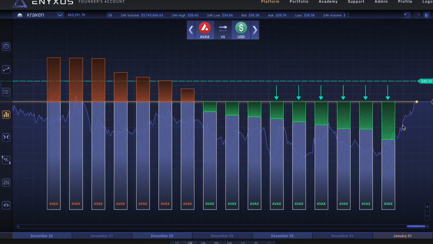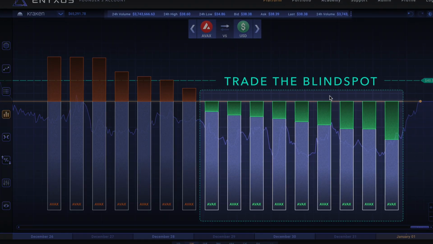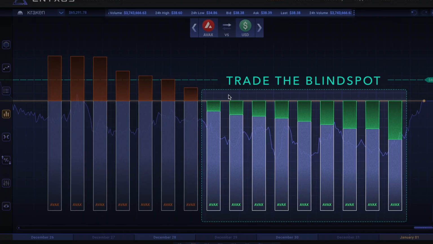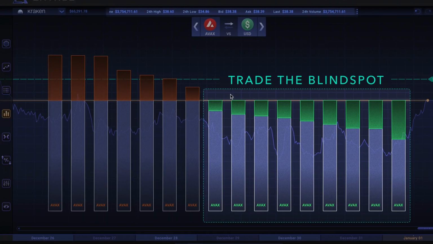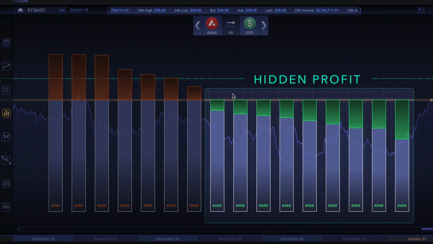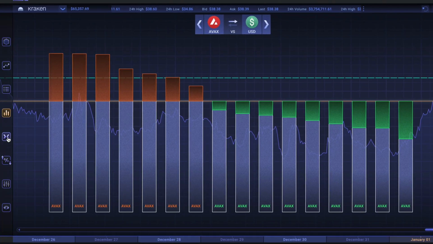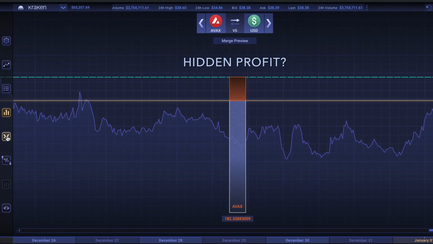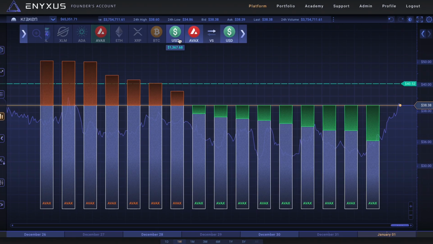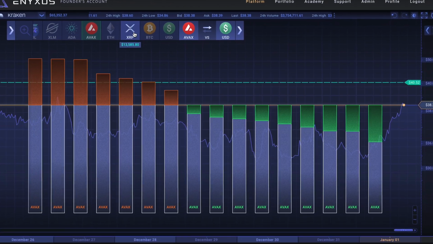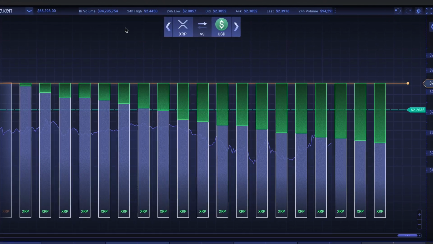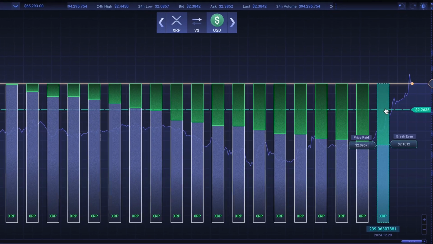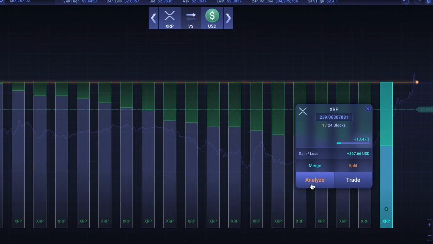This unique visualization therefore allows us to trade the blind spot, which is the portion of our holdings that is already profitable, yet hidden, when we are limited to seeing only a single aggregated average price. Now let's head over to our blocks of XRP to select a profitable block and examine the block's historical performance by clicking Analyze.